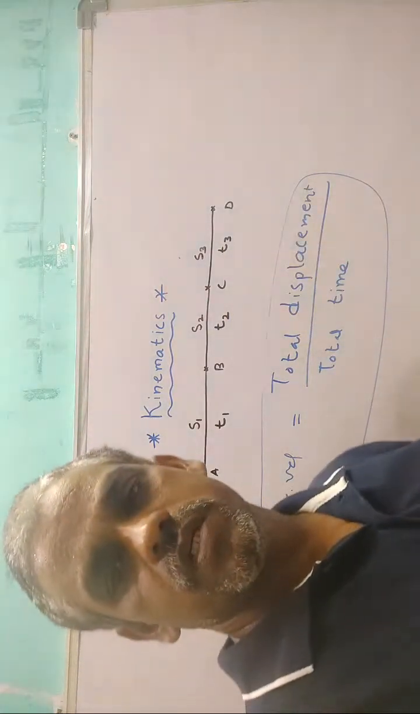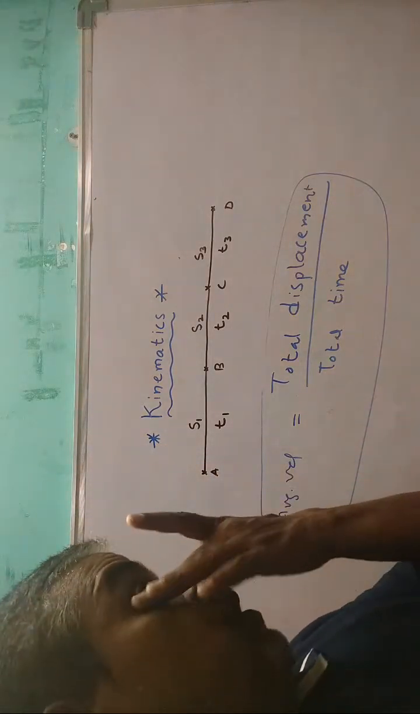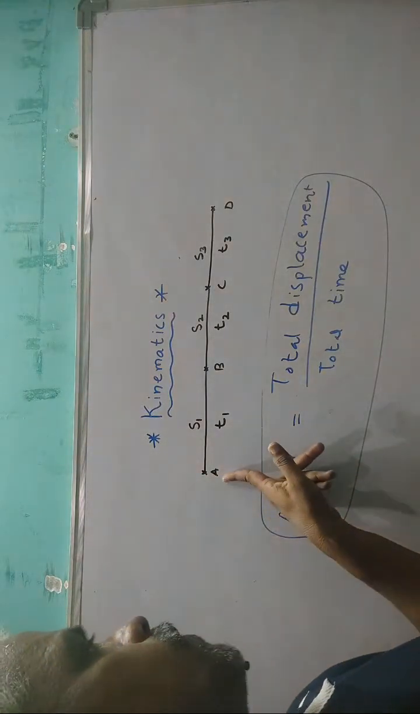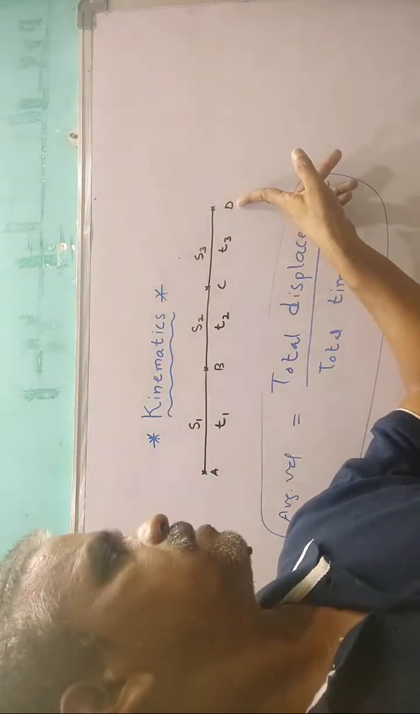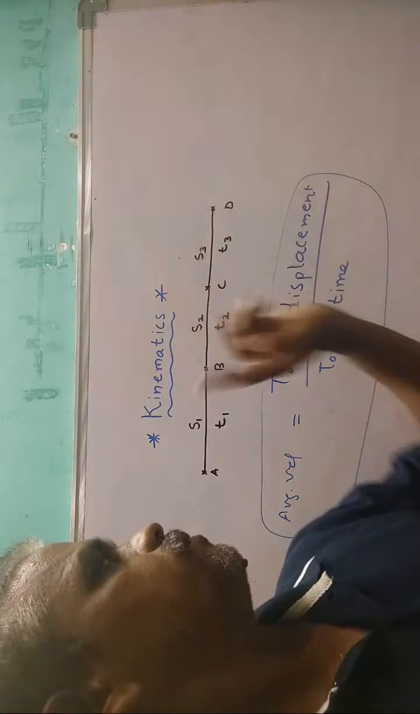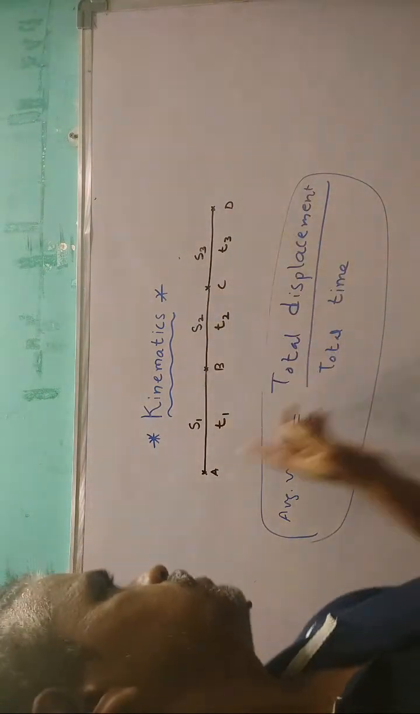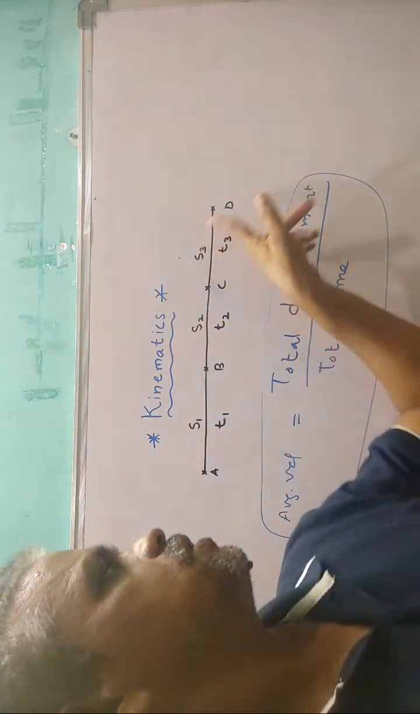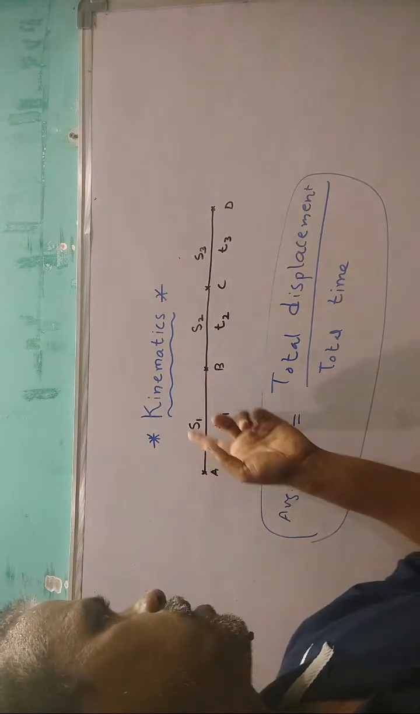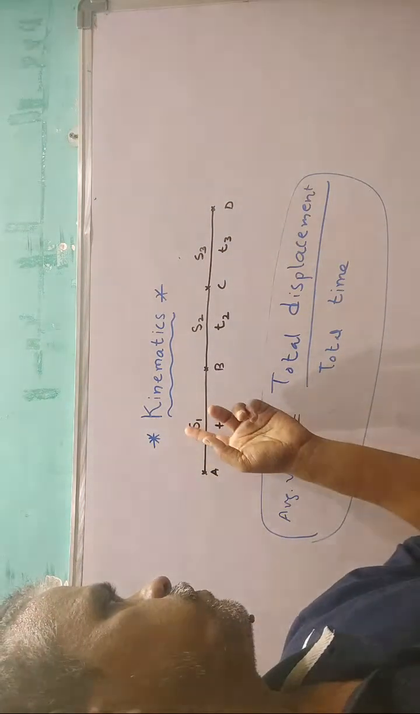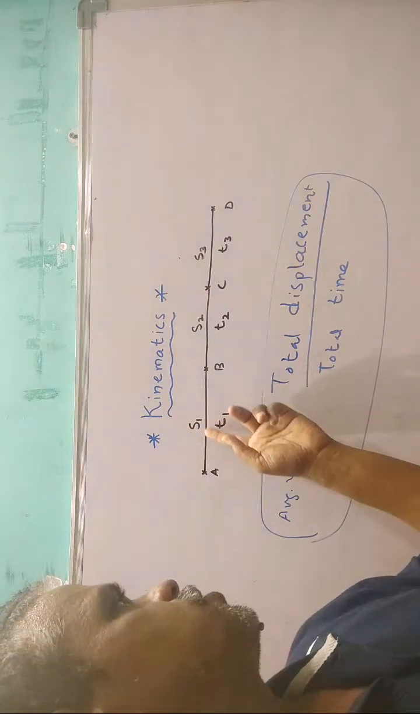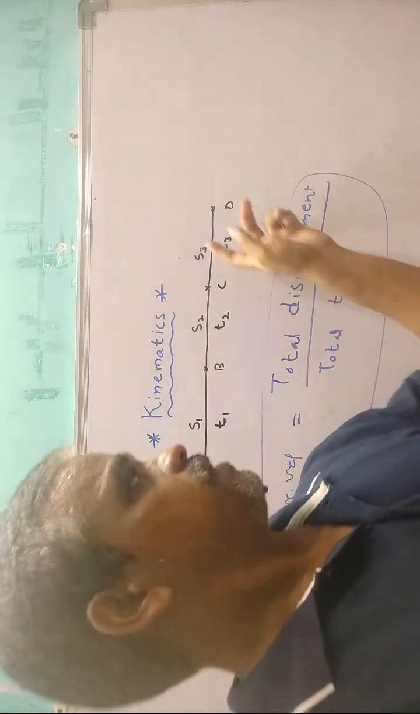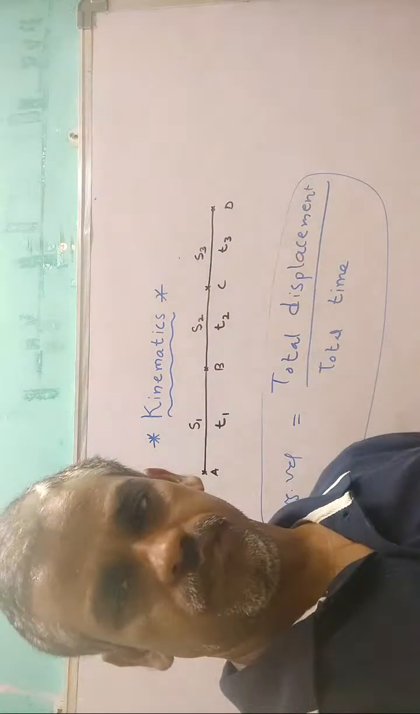So this is the situation I have. A car, a body, or a particle. A starts and ends its journey at D. So it crosses B and C points. A to B displacement will be S1, B to C S2, C to D S3. Here for covering S1 displacement, it took T1 time. Then S2 displacement in T2 time. Then S3 displacement in T3 time.